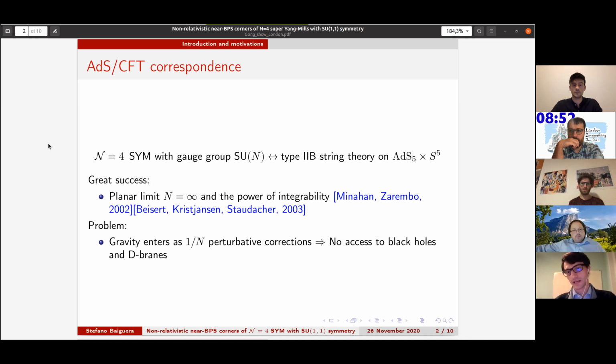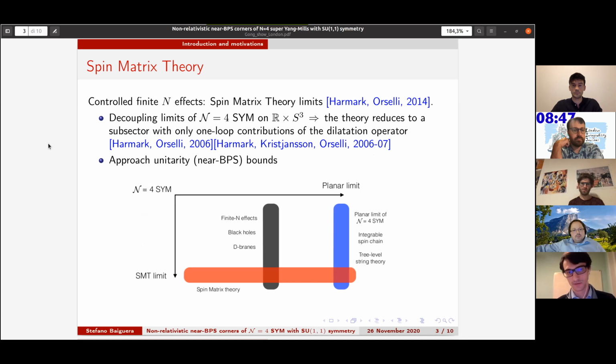In order to overcome the limitations of this approach, the proposal that I will discuss in this talk is to consider particular limits which give rise to the so-called spin matrix theories, introduced by Harmark, Orselli, and collaborators in many papers, where the main idea is that we put N=4 super Yang-Mills on R times the 3-sphere, and we zoom in towards a unitarity or a BPS bound. In this way, by performing a sphere reduction, the theory reduces only to a subsector where only some of the degrees of freedom survive the limit.